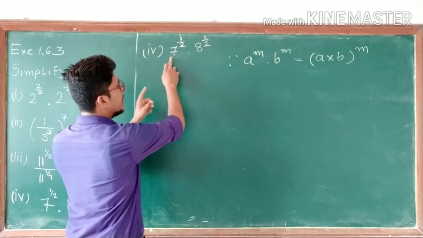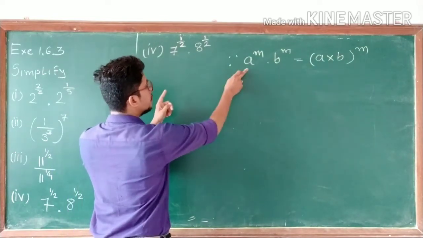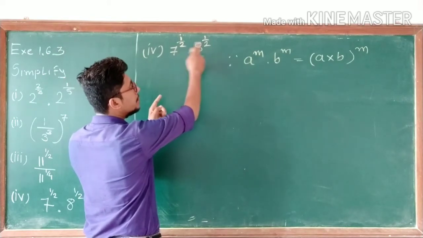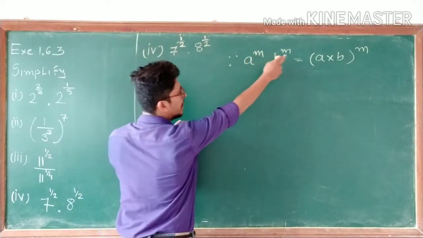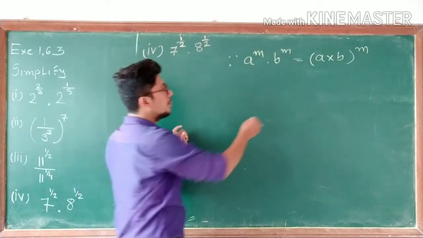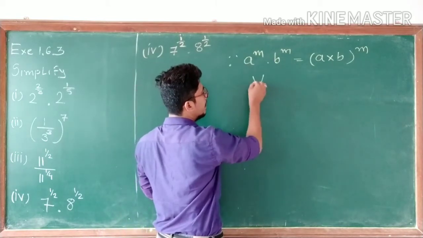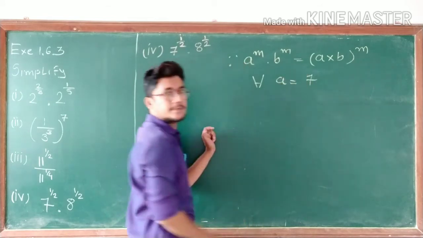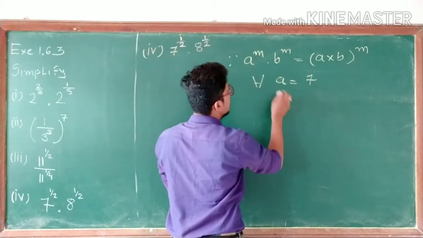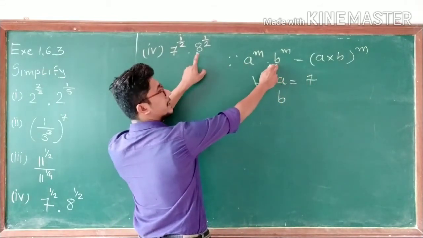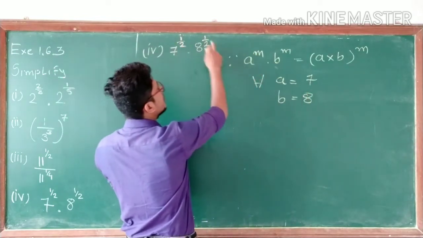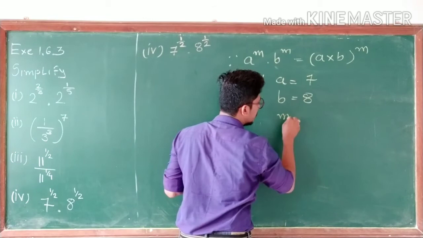Since this 7 is different, 8 is different, so a and b are different, but power is same. Here also 1 by 2, here also 1 by 2. So I have chosen m and n. Yes or no? Yes. Where a is equal to 7, b is equal to 8, and m is equal to 1 by 2.